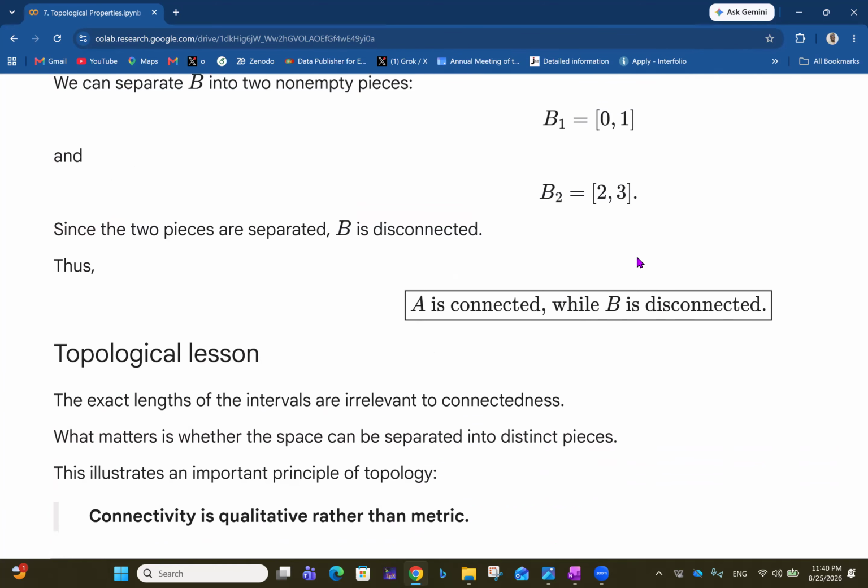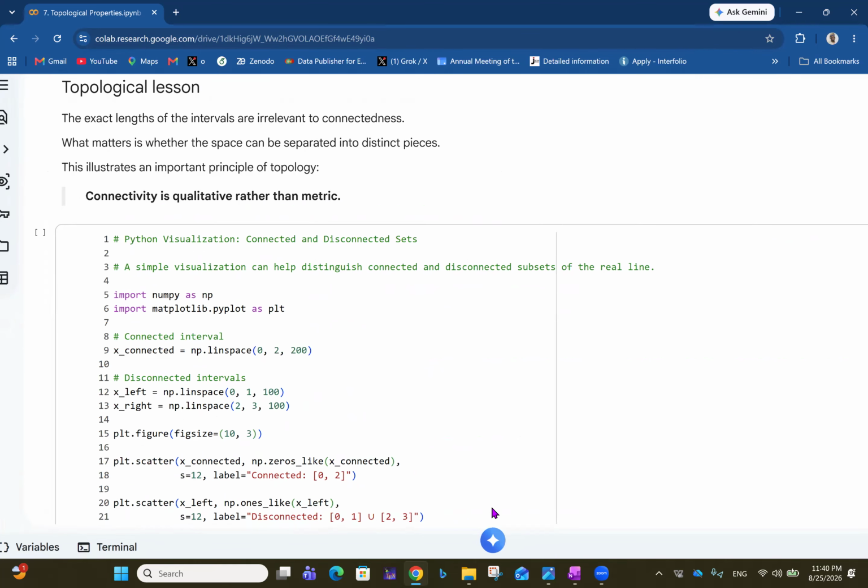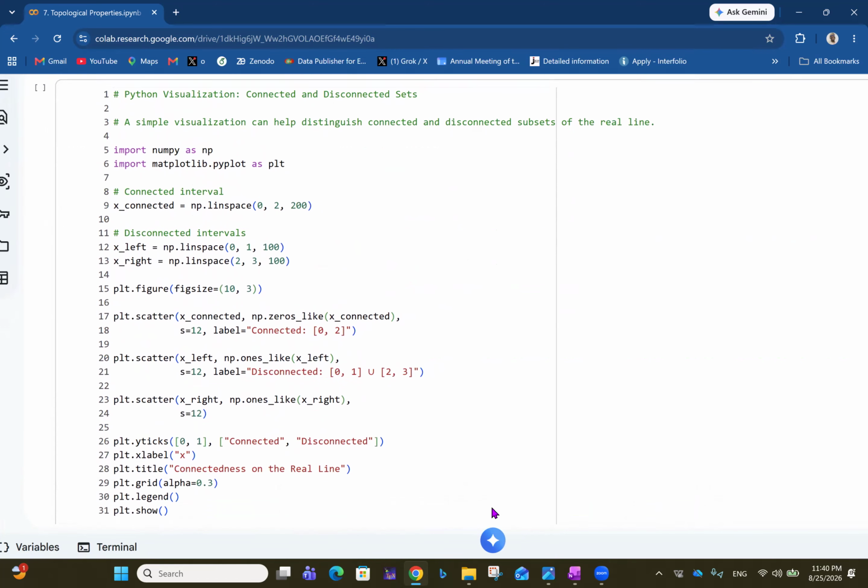The topological lesson we learn from here is that the exact lengths of the intervals are irrelevant to connectedness. What matters is whether the space can be separated into two distinct pieces. This illustrates an important principle of topology: connectivity is qualitative rather than metric. It's not about the length, it's about whether it's connected or not connected.